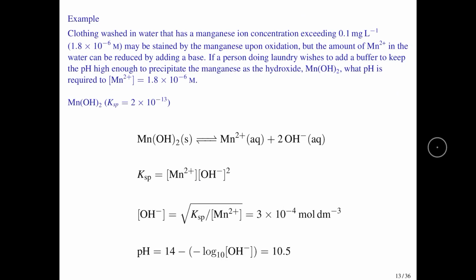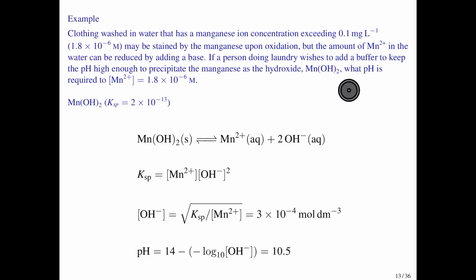This is a similar problem, only there's an extra step at the end involving a pH calculation. And so here we have a discussion of manganese ion. If it's present when you're washing clothes, the manganese ion can stain the clothing. And so you'd really like to precipitate out the manganese so that it doesn't stain the clothes. Here it says if the concentration of manganese is 1.8 times 10 to the minus 6, that's when you're going to run into trouble. So let's assume that we have that much manganese present in the solution.